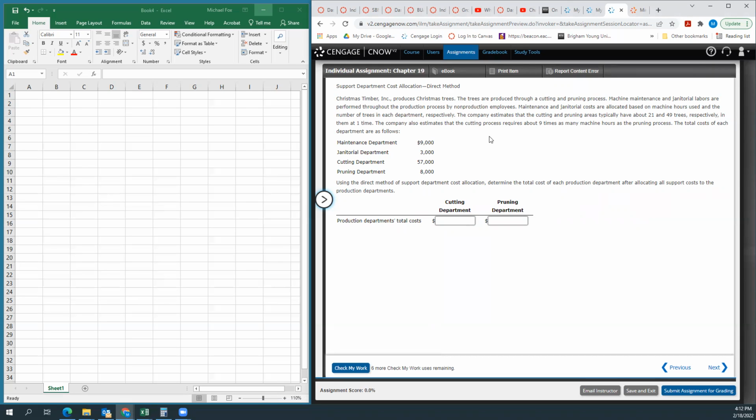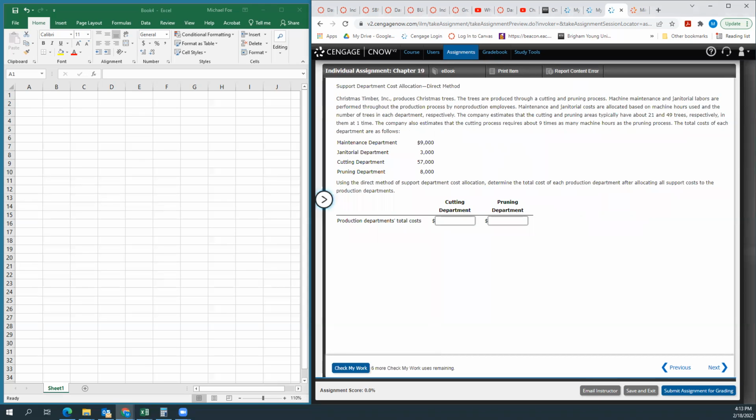The company estimates that the cutting and pruning areas typically have about 21 and 49 trees respectively in them at one time. And the company also estimates the cutting process requires about 9 times as many machine hours as the pruning process. It gives the total cost of each department, and then it wants us to use the direct method of support department cost allocation to determine the total cost of each production department after allocating all support costs to the production departments.